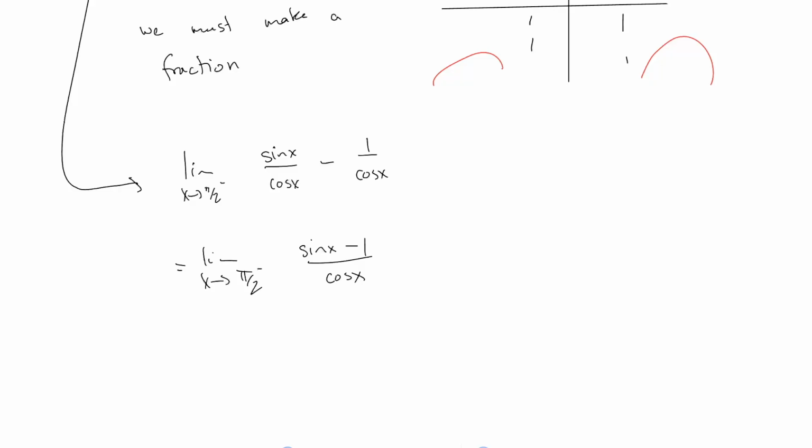And what happens if we try to plug in here? Actually, now when we try to plug this in, we don't even get infinities or anything. I'm going to get sine pi over 2 minus 1 divided by cosine pi over 2, no minus 1 on the bottom, right? And what is that?